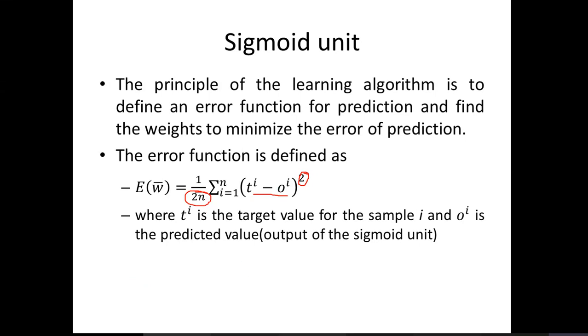You can see all the three aspects here: mean, square, and error.